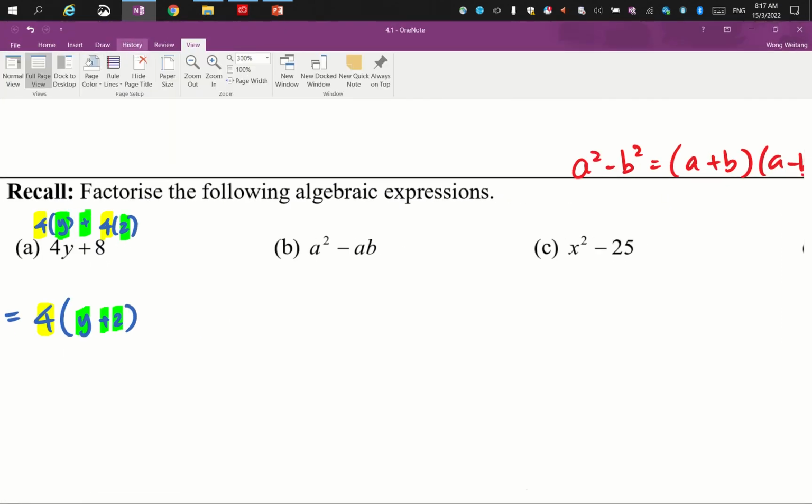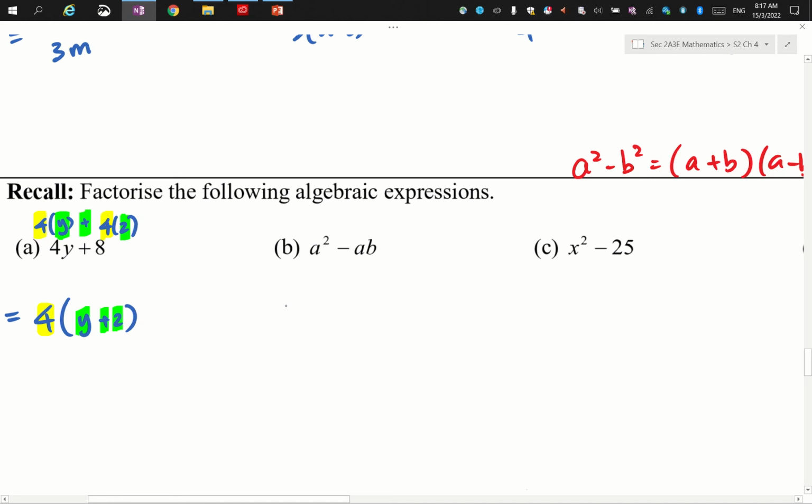Similarly over here, a is the common factor. So factorize out a. Once you take a squared divided by a, we're left with a. Then copy down the minus sign. AB divided by a, we're left with b. Done.